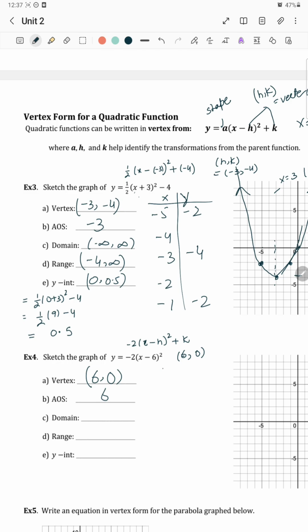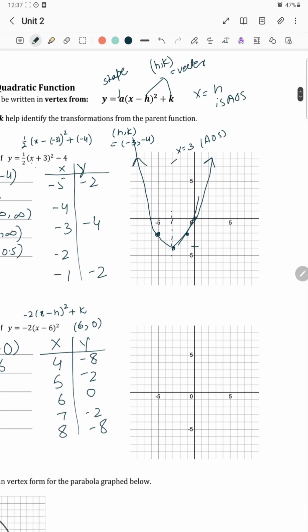Okay, now about the domain, let's plot x and y values. 4, 5, 6, 7, 8, and we will get minus 8, minus 2, 0, minus 2, minus 8. 4 and negative 8, 5 and negative 2, 6 and 0, 7 and minus 2, 8 and minus 8.